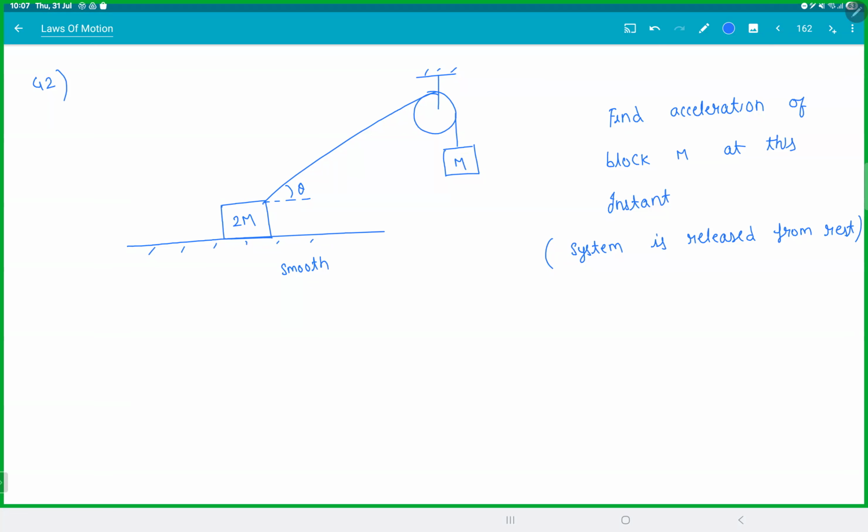Again, still the story is the same. FBD, accelerations, constraints, equation, solve.